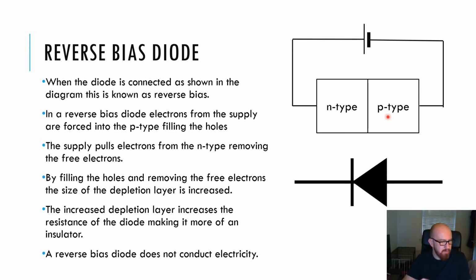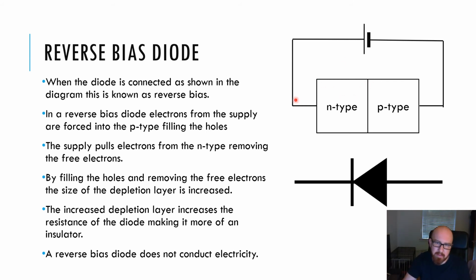Again, if you think about the little dish with all the little marbles on it, all these holes are being filled. If there are no holes to allow the charge to jump across the gap, then it can't conduct electricity. So the holes in this P-type are all being filled by the electrons jumping in from the negative side of the supply. This depletion layer in the middle actually gets bigger, becoming more of an insulator.